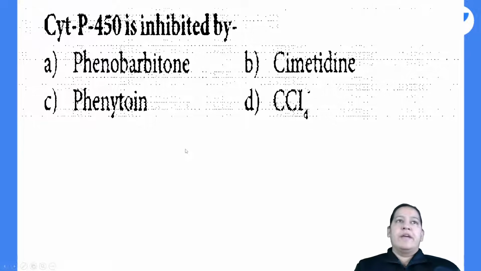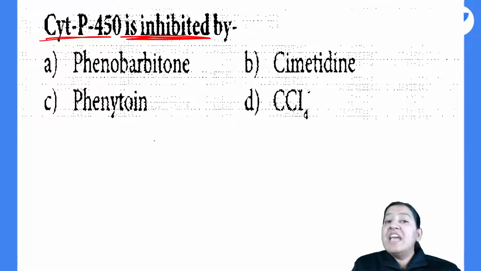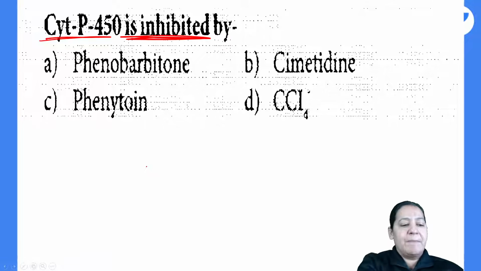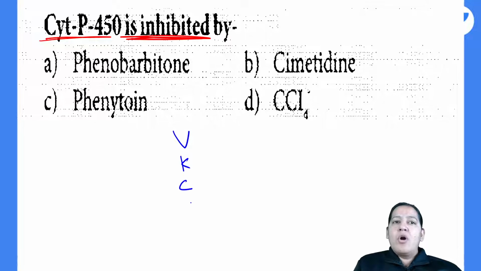Okay, is the question visible to you? The question is a little bit blurred, so I will read it for you. Cytochrome P450 is inhibited by which? I'm asking for the inhibitor, so tell me the mnemonic of inhibitor applied here. Vitamin K cannot cause enzyme inhibition. Apply the mnemonic. Who will tell me what the answer is here?